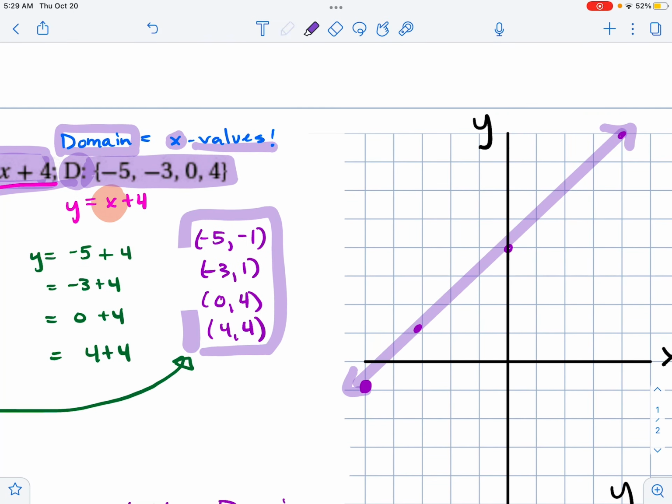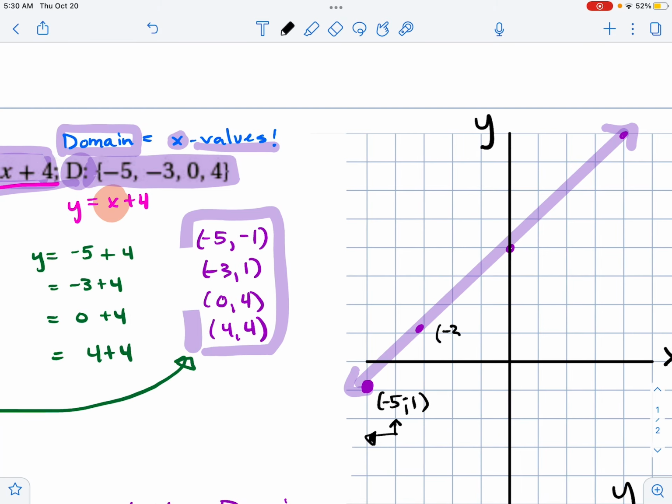So my first point right here is -5, -1, because we know we go over 5 negative, and then we go down to the -1. Sorry, -1, not up. And then this point right here is -3, 1. This point right here is 0, 4. And this right here is 4, 8, right? 4, 8. And then we use our ruler and we draw a perfectly straight line and we put our arrows on there showing that it continues forever, right?